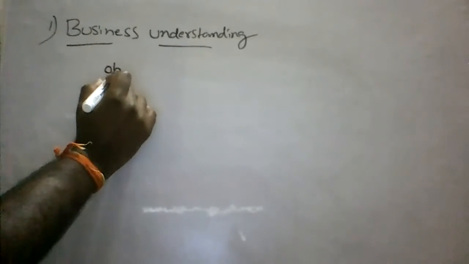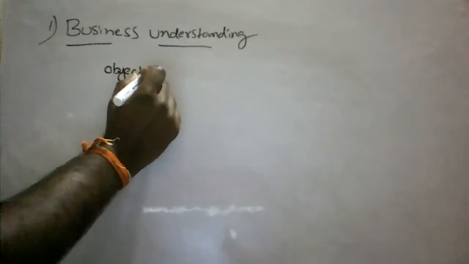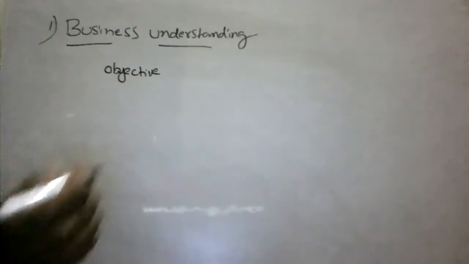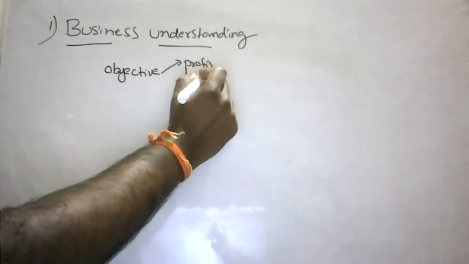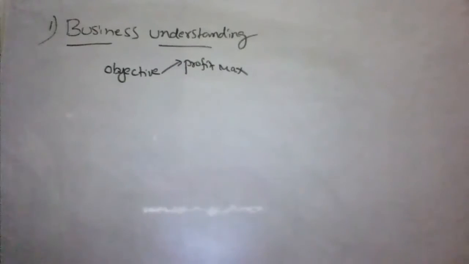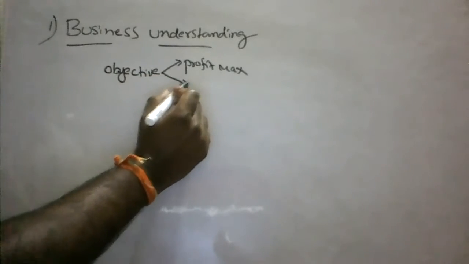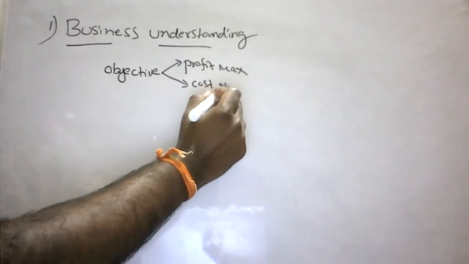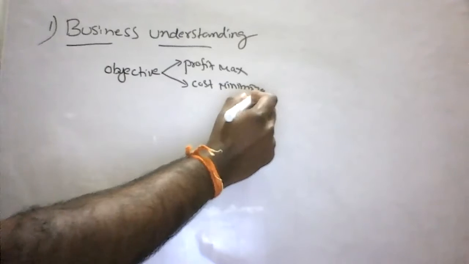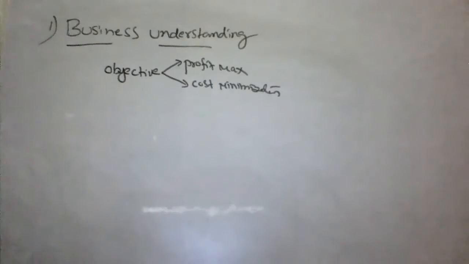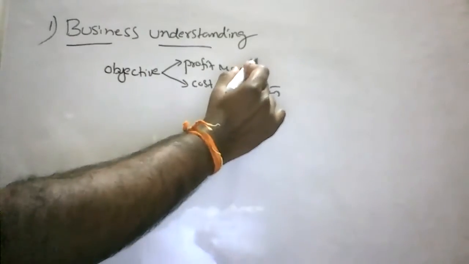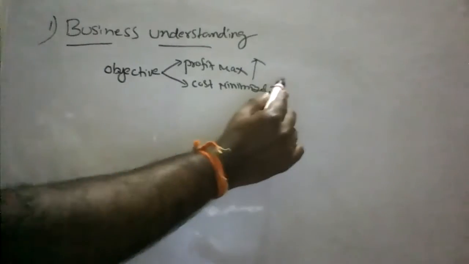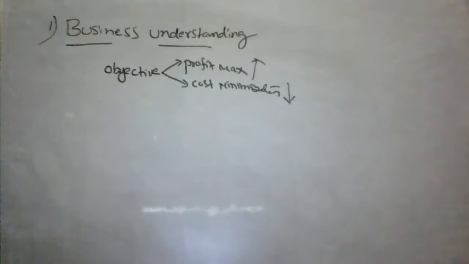Let us say I have a business objective. How I am matching it, you can look at. Now I have a business objective of profit maximization, and I have another objective, cost minimization. If I want to increase my profit and decrease my cost, that means I want to go for a cost minimization objective.